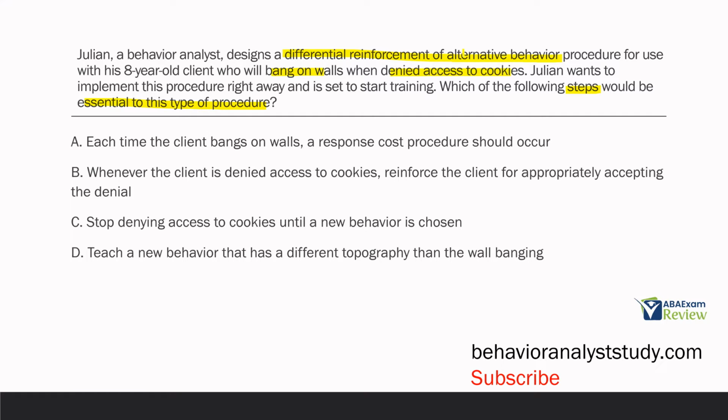When we are using an alternative strategy, we're teaching a replacement behavior that's going to go in place of the old behavior. In this case, we're looking at banging on walls. So we need a replacement for banging on walls. Now, with differential reinforcement, when teaching a replacement, it can be alternative or it can be incompatible. When it's incompatible, those topographies need to be different, right? Because they cannot occur at the same time.